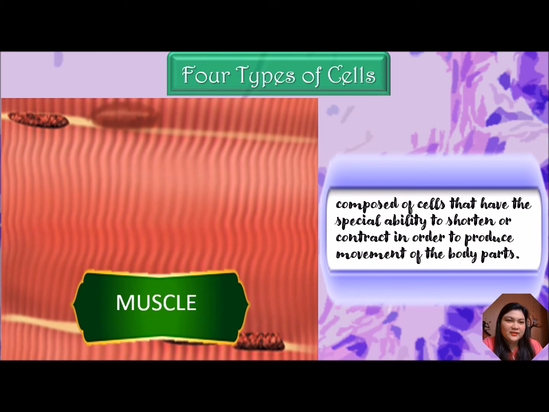Muscle tissue. Muscle tissue is composed of cells that have the special ability to shorten or contract in order to produce movement of the body parts. The tissue is highly cellular and is well supplied with blood vessels. The cells are long and slender, so they are sometimes called muscle fibers, and these are usually arranged in bundles or layers that are surrounded by connective tissue. Actin and myosin are contractile proteins in muscle tissue.